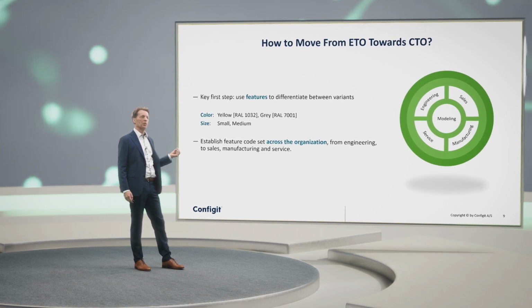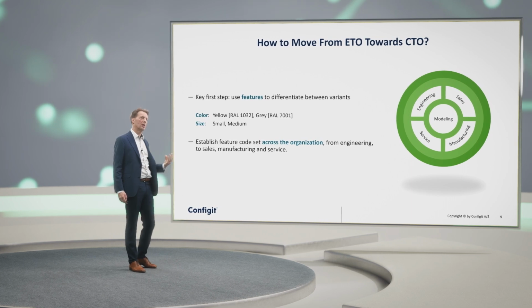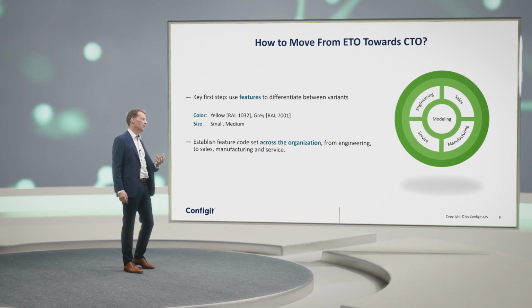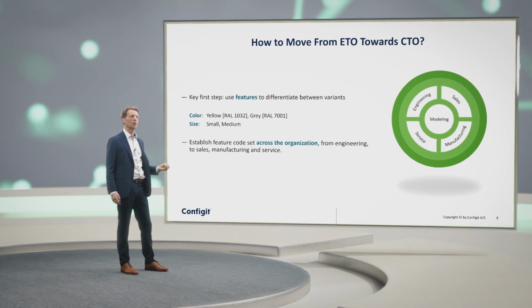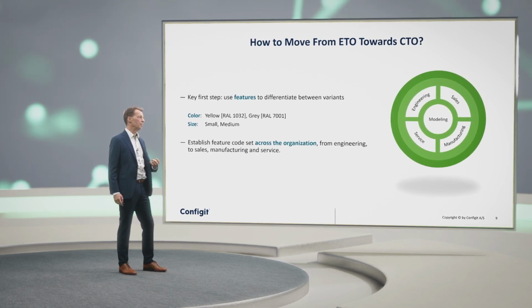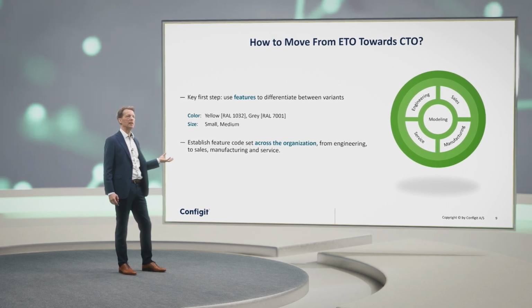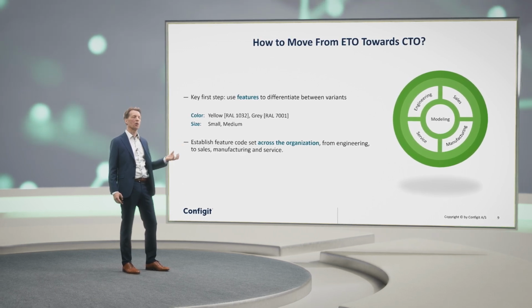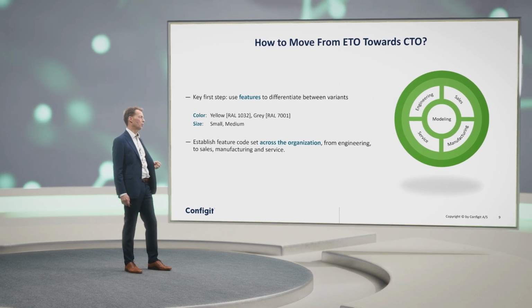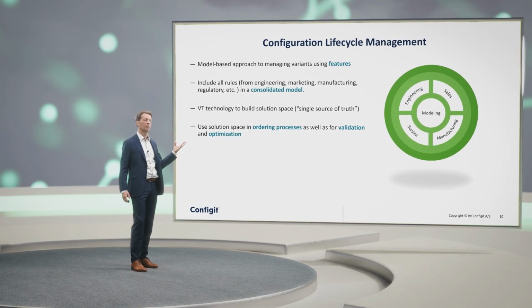Once you have established those feature codes, you have to make sure that they are established across the entire organization. It's not just an engineering discipline. These are the things that eventually will be priced. They will be the ones that the customer orders. They will be the ones that you send down to your manufacturing. They will basically be the language of communication for collaborating across the different functional areas within an organization. And that's exactly the CLM promise.